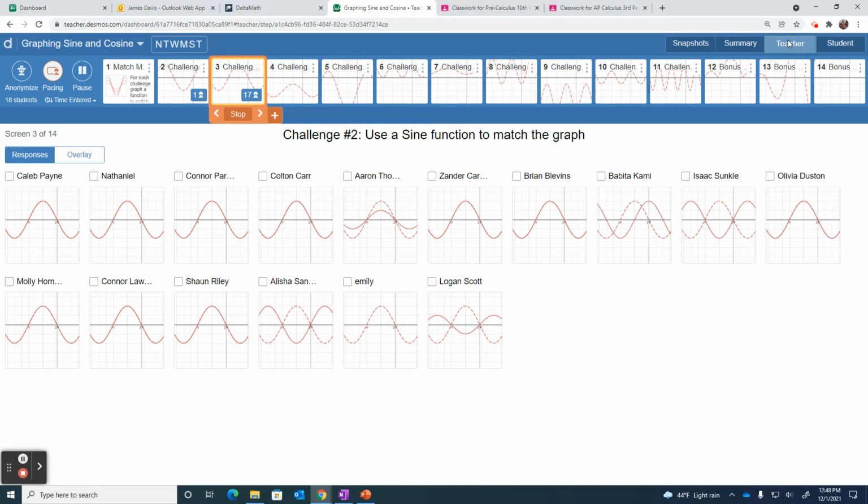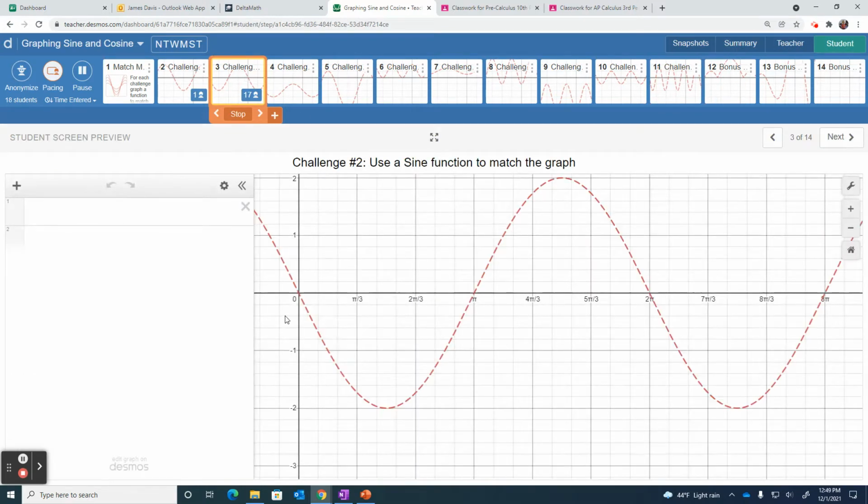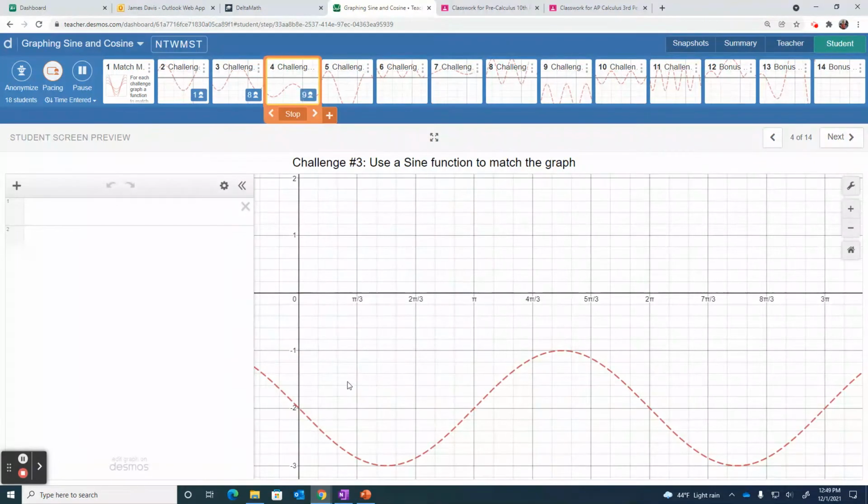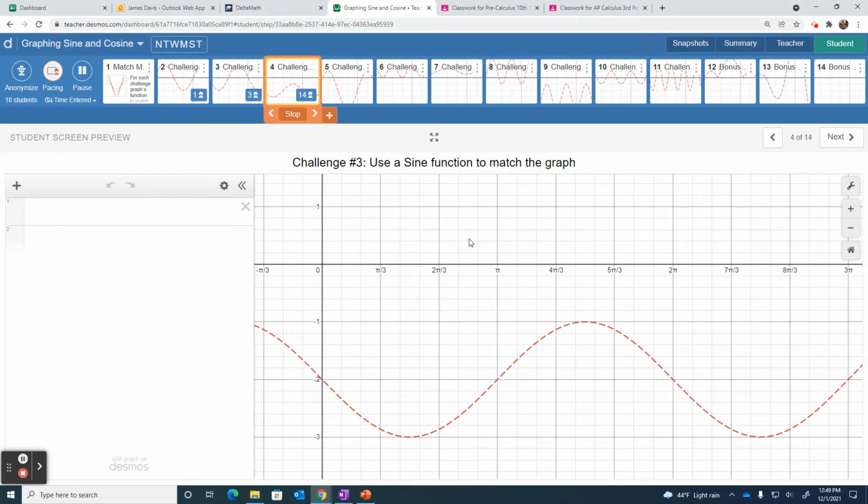So if you haven't figured it out, you need to reflect it. Make it look right. It looks like a bunch of mustaches or something. So reflect the sine and add the 2 in front as well. Very good. Okay, let's add something else to it here.